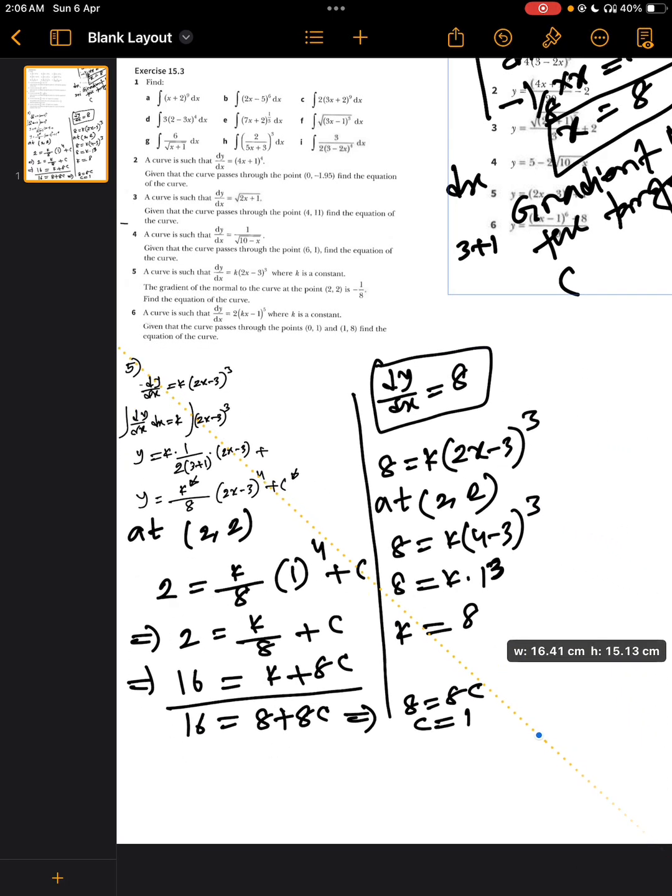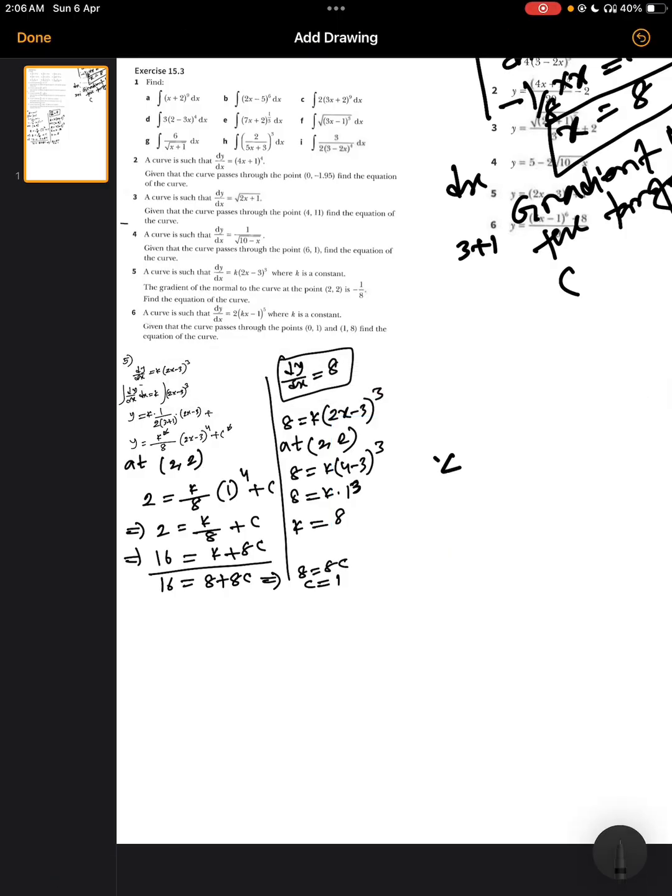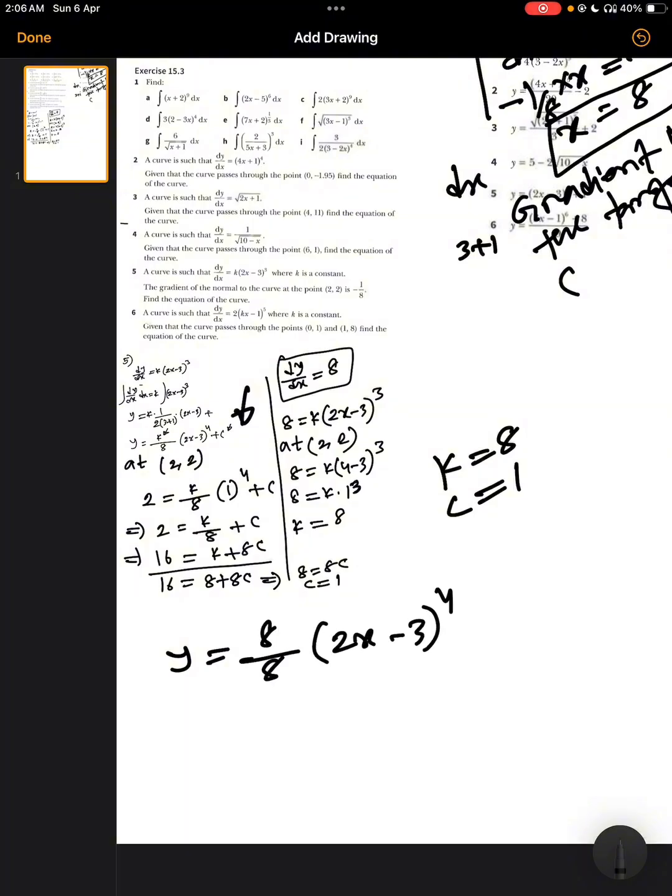So now I just need to input the value of k equal to 8 and c equal to 1 in this equation. So y is equal to k value is 8, 8 over 8, 2x minus 3 to the power 4, and the plus c is 1. So it says that y is equal to 2x minus 3 to the power 4 plus 1. So this is the result. Need to check the result. Number 5.